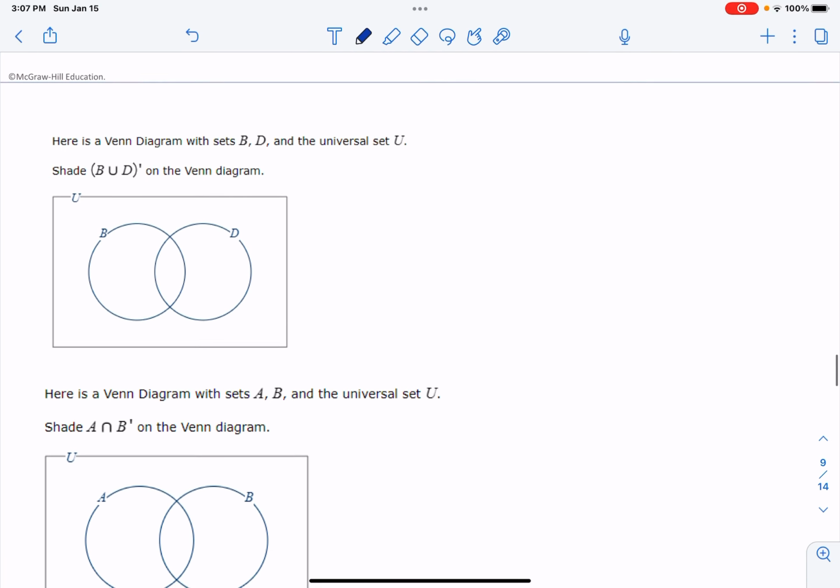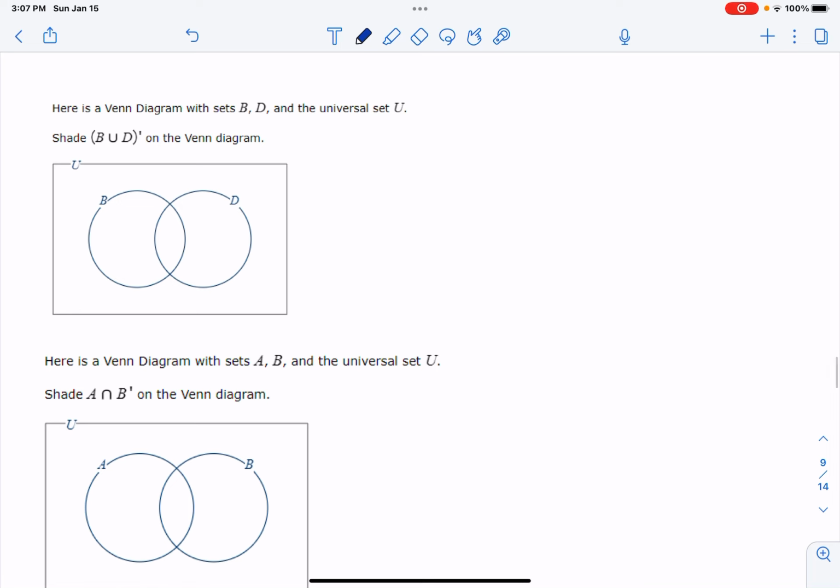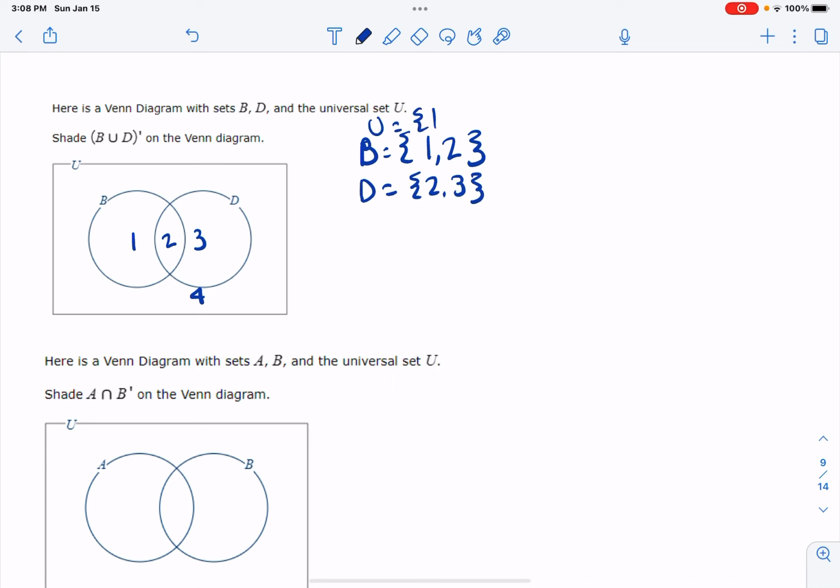So here are some that I took off Alex. It says, here's a Venn diagram with B, D, and the universal set U. Shade B, not D. So again, you're going to go 1, 2, 3, and 4. Set B is 1 and 2. Set D is 2 and 3. And of course, the universal set is 1, 2, 3, and 4.